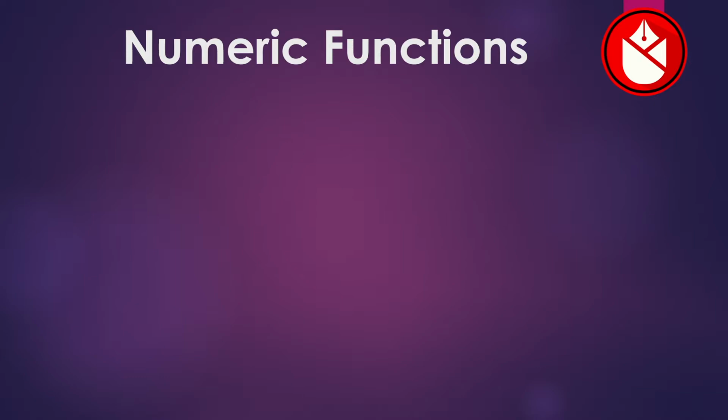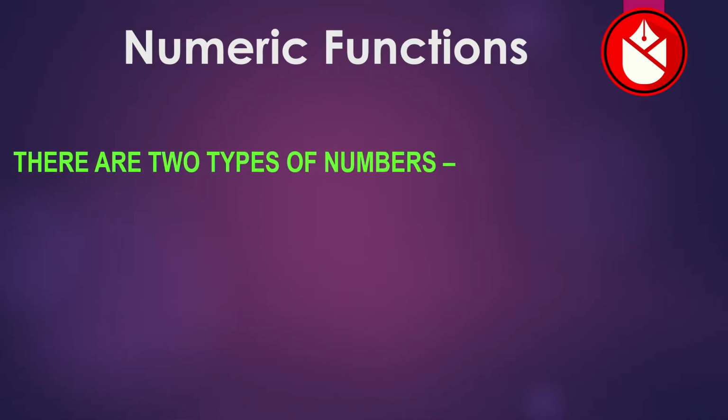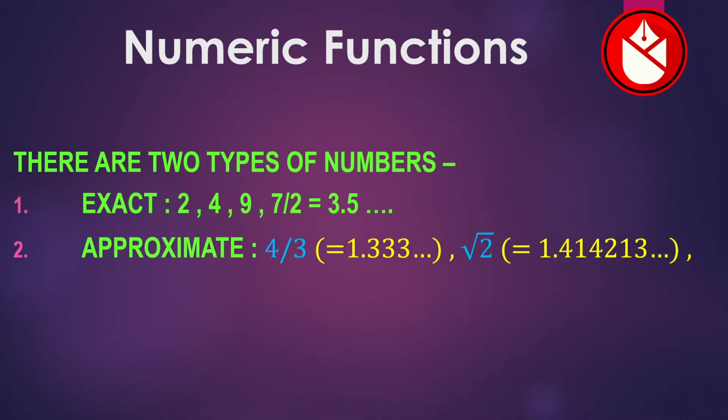Before we proceed to the SQL class, we have to discuss numbers, more precisely exact and approximate numbers. There are two types of numbers: exact, like 2, 4, 9, 7 by 2 is equal to 3.5, and the approximate, 4 by 3 that equals 1.333, square root of 2, that means 1.414213.